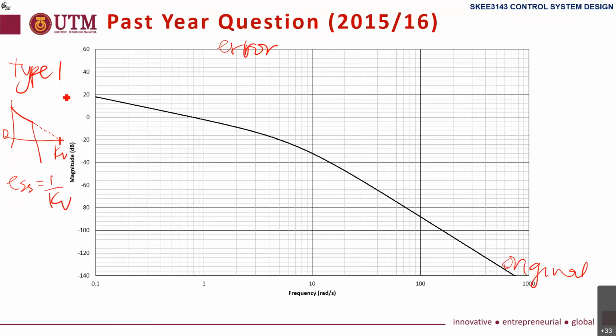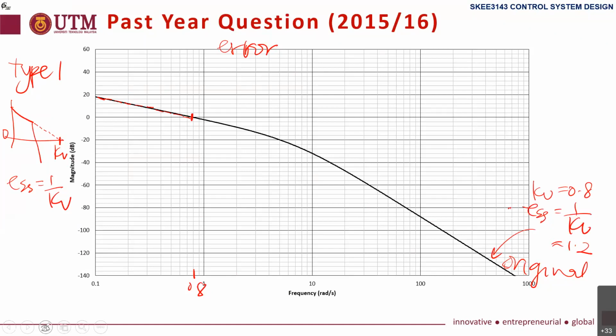Using this technique, we can make a straight line here. You need a straight line. But for this example, it is already a straight line that crosses 0 dB at 0.8. So that means the original Kv is 0.8, and the error, 1 over Kv, is 1.2. That's the original system.